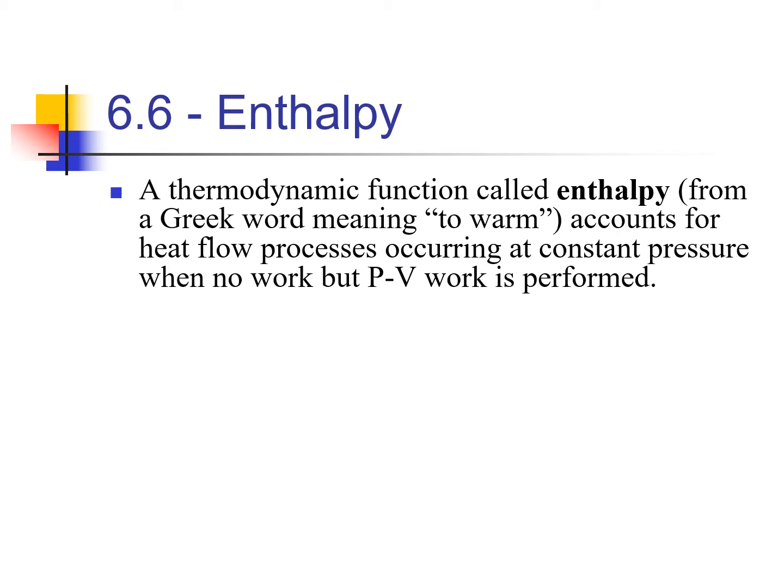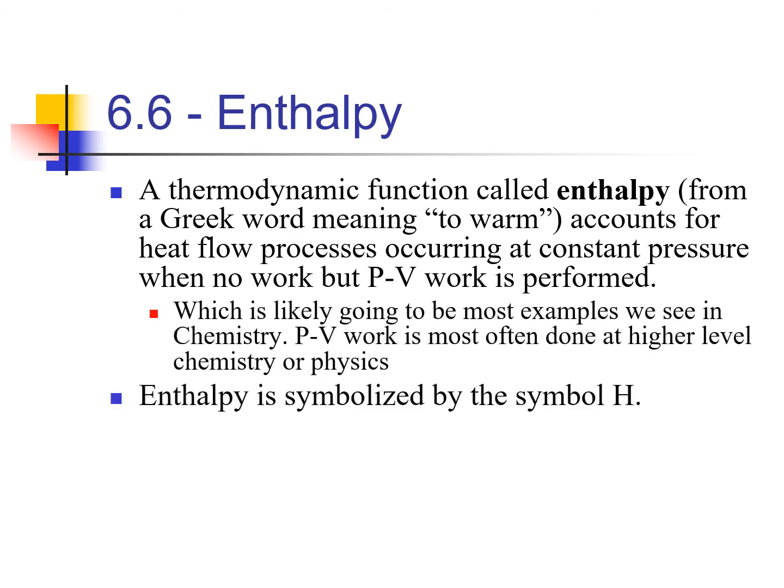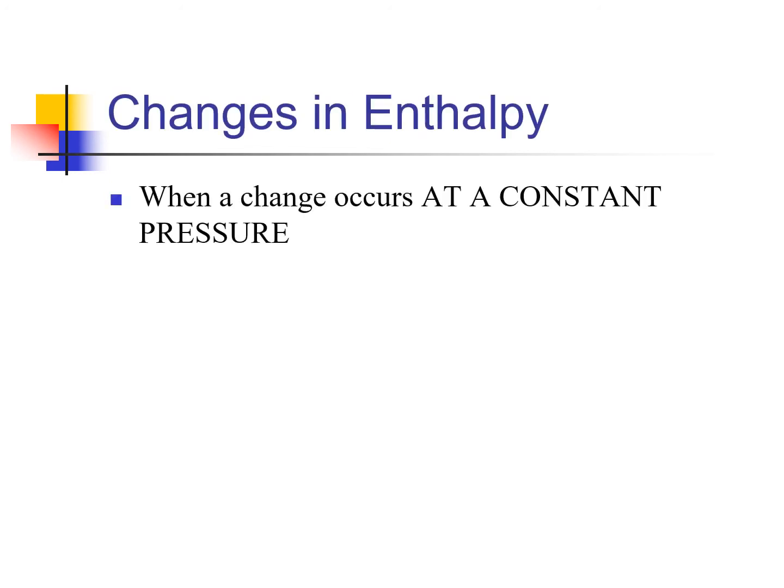Enthalpy accounts for heat flow when there's no work but PV work being done, which is what we see in chemistry. Enthalpy is symbolized with a capital H. And so we can say enthalpy is equal to energy plus PV, and again, PV is our work. So changes in enthalpy, if they're happening at constant pressure, which, to be honest, anytime we're dealing with heat changes or enthalpy changes here in chemistry, it'll be at constant pressure, then this is what we get.